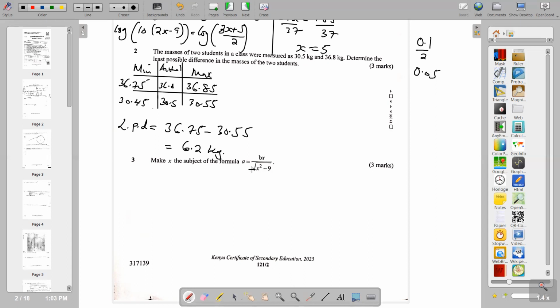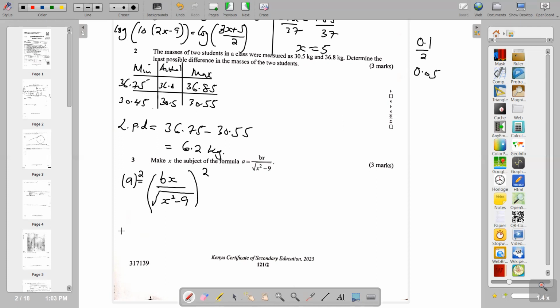And then you see you have the square root. So you're supposed to do the opposite. You square so that now you eliminate the square root, because you cannot solve it when you have these square roots. So you have A is equal to bx over the root of x squared minus 9. The first step is you square this side and you square the other side. Because it is an equation, whatever you do to the right, you have to do to the left.